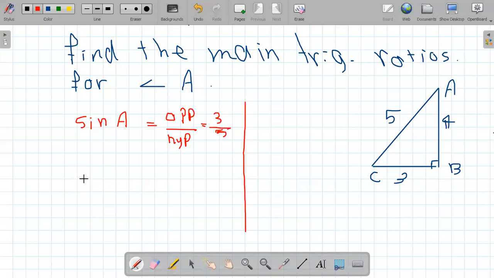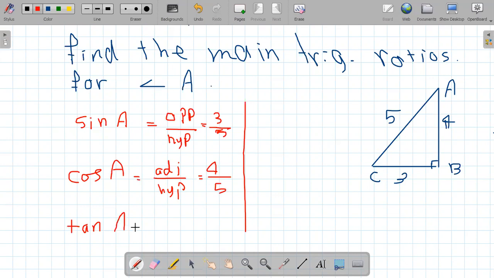Okay. Cosine A equals what? Adjacent over hypotenuse, equals 4 over 5. Excellent. The last one, tan A, equals opposite over adjacent, equals 3 over 4. Here about the angle A.